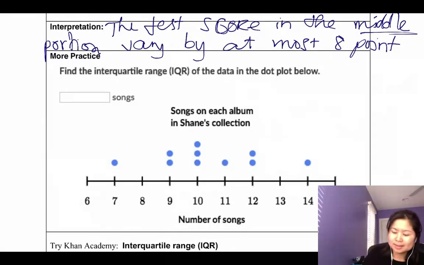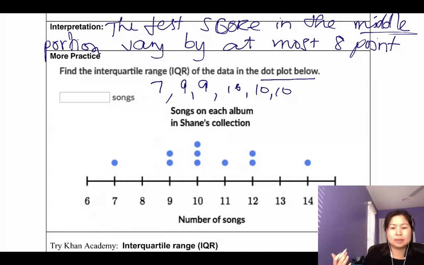And remember, this is the dot plot. The dots represent the values that you have. So for example, this is 7. Then for 9, I have 2 of those. For 10, I have 3 of those. That's how I can use the data to figure out the interquartile range. Then I have 11, which is 1. I have 2 of 12, and I have 1 of 14. So instead of giving you a list of data, they give you a dot plot. Pretty much saying the same thing.